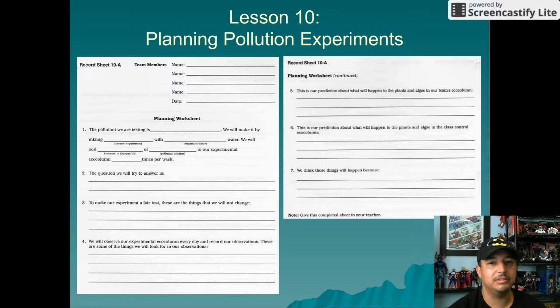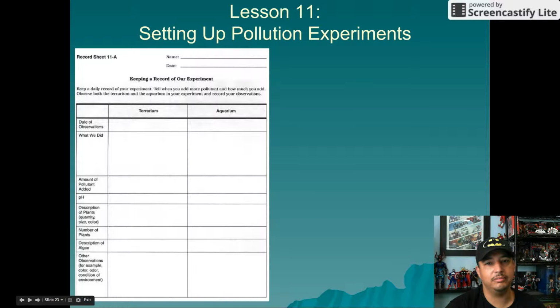Lesson 11 introduces students to pH paper, which you will need to prepare by cutting it into 5 centimeter strips. You need 4 for each ecocolumn. Students also begin mixing the pollutants with water. They should have already determined how much water to mix with each pollutant. Here's a tip: I find it useful to get some 2-liter or 1-liter bottles to store the pollution solutions.